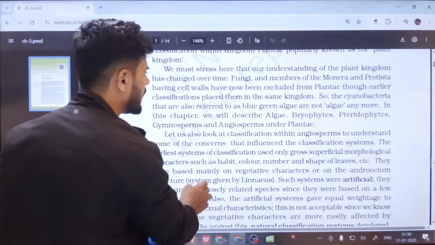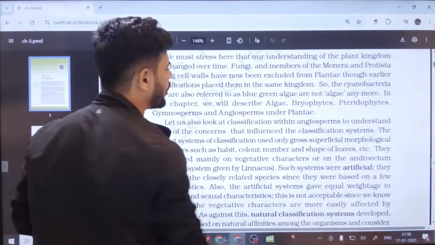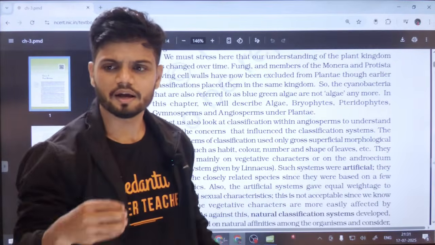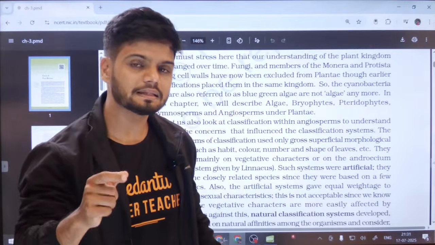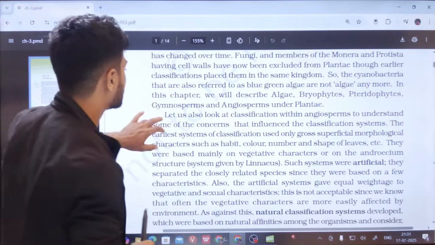Now, cyanobacteria, also referred to as blue-green algae, is not an alga. All of you know that. Cyanobacteria is technically part of your Monera.